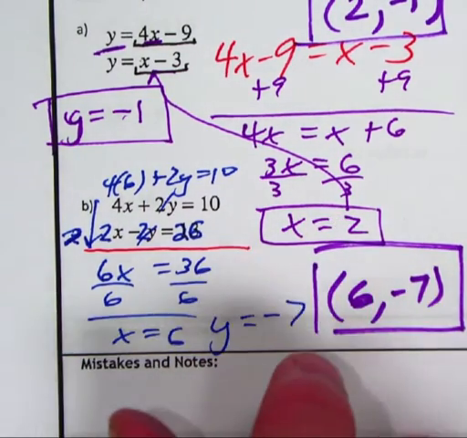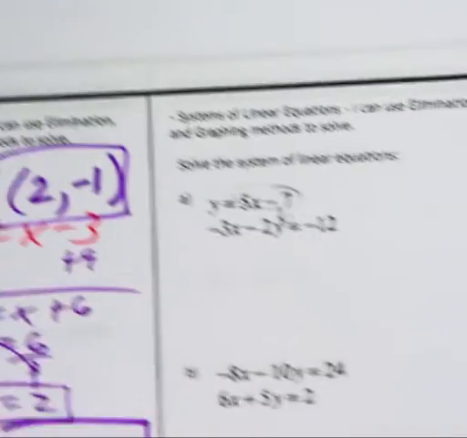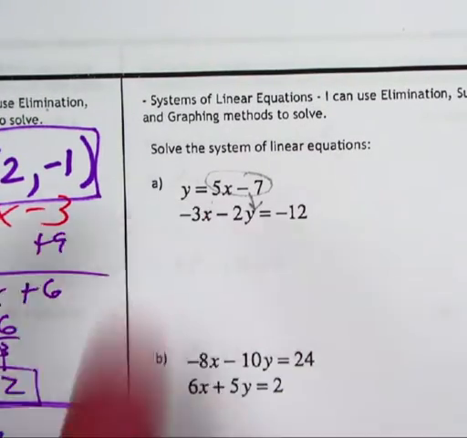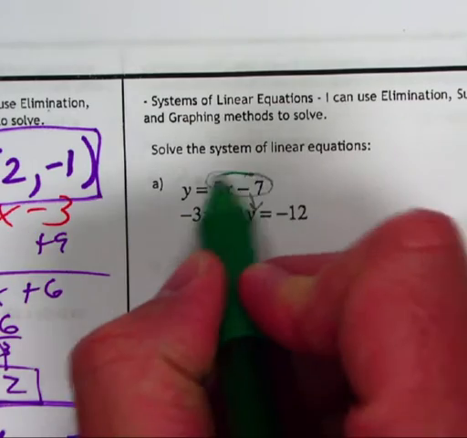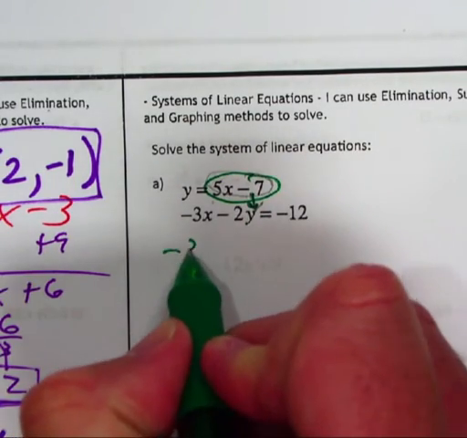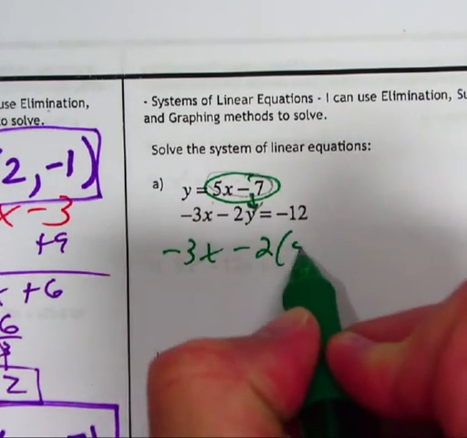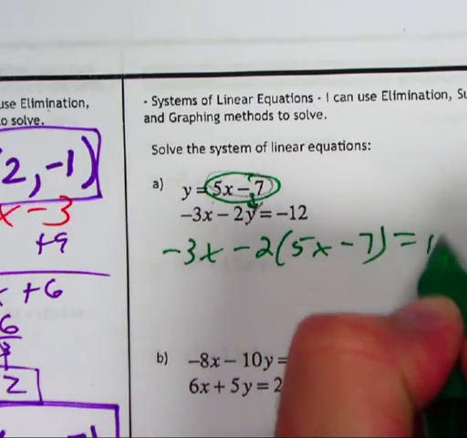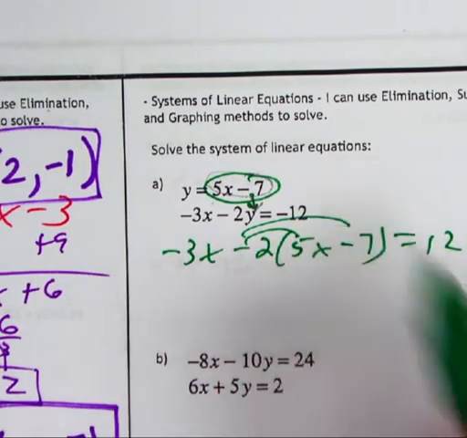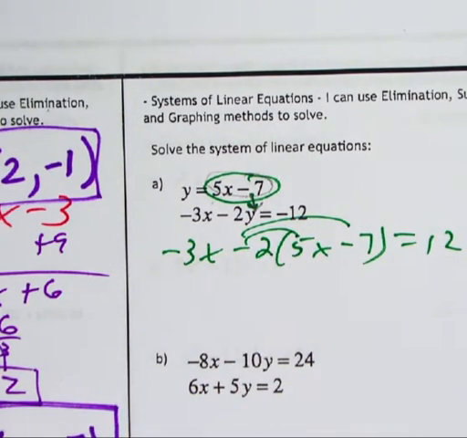Then the only other kind that you haven't seen is the kind where one of them is y equals, and that's pretty straightforward. You just take that whole thing and put it in there. So you'd have negative 3x minus 2 times (5x minus 7) equals negative 12. Then you distribute a negative 2, and then you solve it. You can finish that up on your own, but you should end up getting an x and y answer as well.